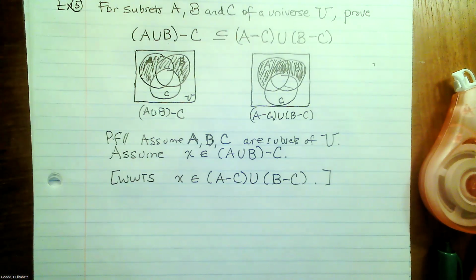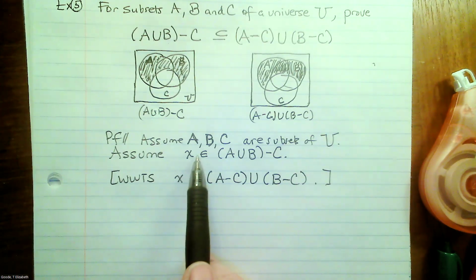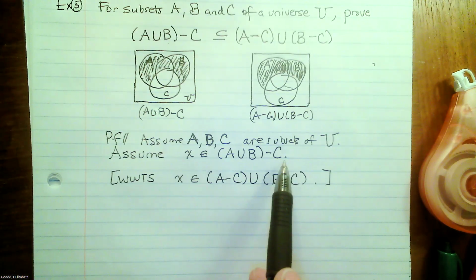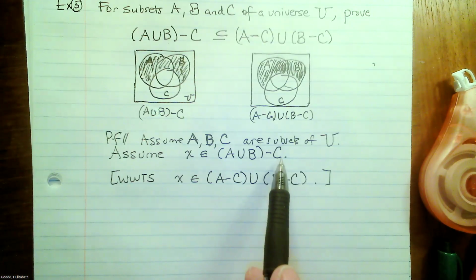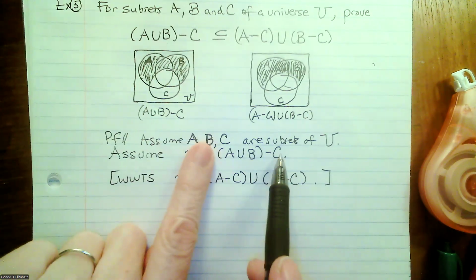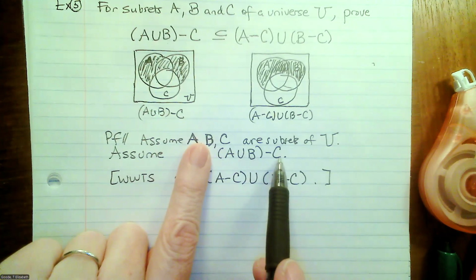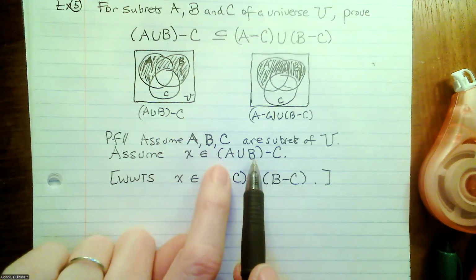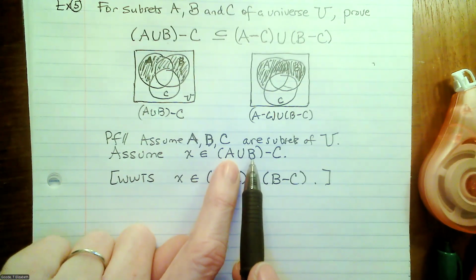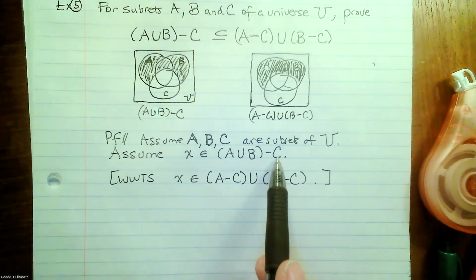The key to these proofs is to realize that as we deconstruct what it means for X to be in a particular set, we reverse the order of operations. What am I talking about? If we were just going to build the set (A union B) minus C, the first thing we would probably do is figure out what A union B is, and then we would take that union and subtract C. That would be the last step, subtracting C.